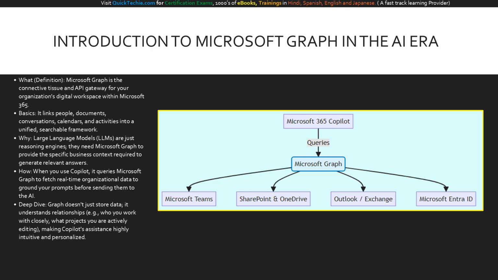It seamlessly branches out to connect with Microsoft Teams for your chats, SharePoint and OneDrive for your files, Outlook for your emails, and Entra ID for your security identity. This hub-and-spoke architecture means that when you ask Copilot a question, it can simultaneously pull insights from a meeting transcript in Teams, a PDF in SharePoint, and an email thread in Outlook, synthesizing them into a single, cohesive answer. This unified access model is the bedrock of enterprise generative AI.